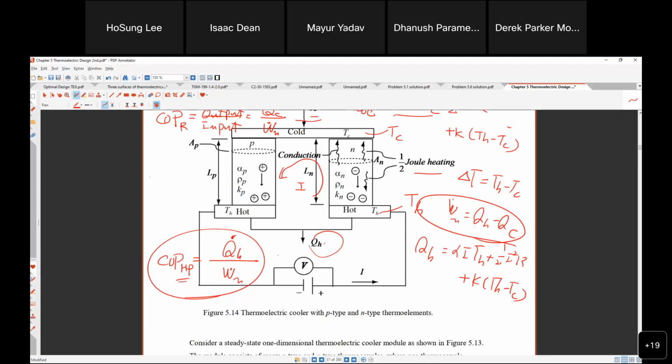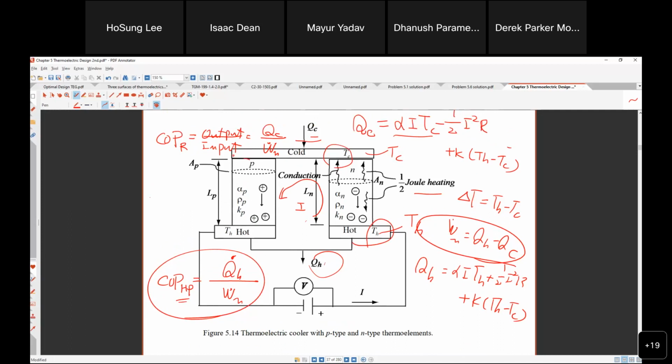TC, TH is constant, again. It's weird, but because we don't know, unless it's constant, it's very complicated. So we just assume TC, TH is constant and we develop. Okay.